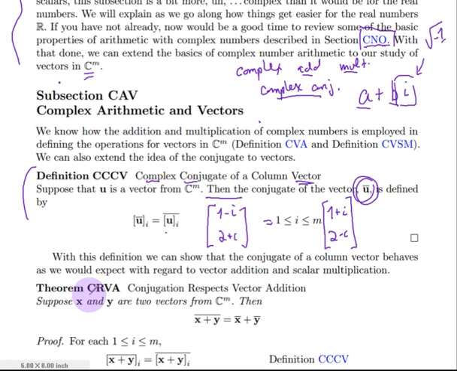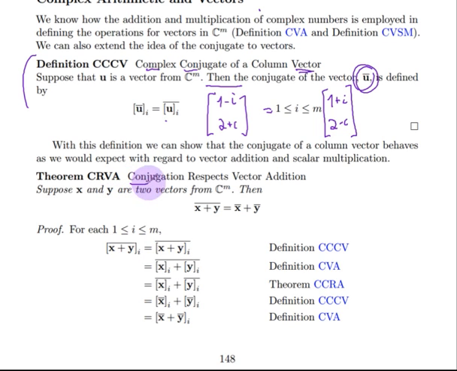Now to get some more properties of conjugation, conjugation respects vector addition. What does that mean? It means if I add the conjugate of one vector to the conjugate of another vector, that's the same thing as adding the 2 vectors first and taking the conjugate. So you can add first and take the conjugate, or you can take the conjugates first and then add. You get the same result. You don't have to worry about which order you take conjugation in.